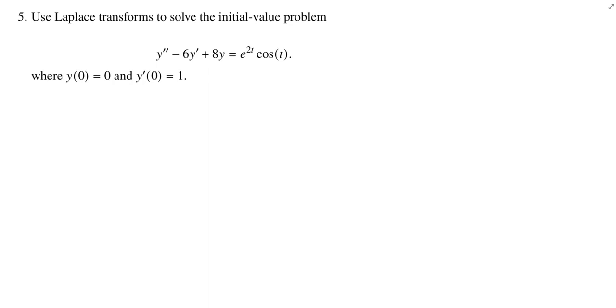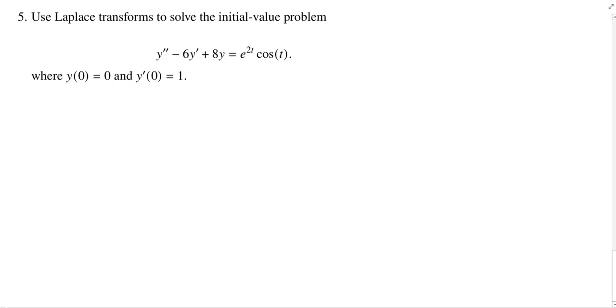Hello again. This is our video solution to the fifth and final problem from quiz 5. And here we're back to doing what we want to do, which is solving differential equations. So we're given an initial value problem. It's a second order differential equation, kind of a nasty forcing function on the right, and a couple of initial values. And we're going to use Laplace transforms to solve this initial value problem.